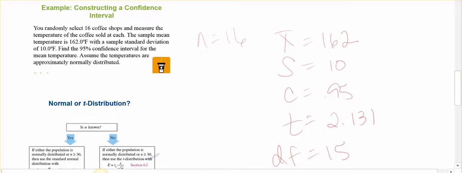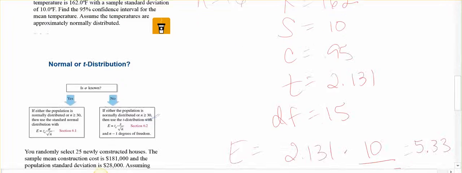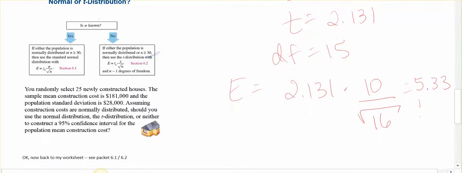And since my sample mean, what am I doing? Ha ha. I don't want to charge you money. We're talking about temperature. Don't listen to me.